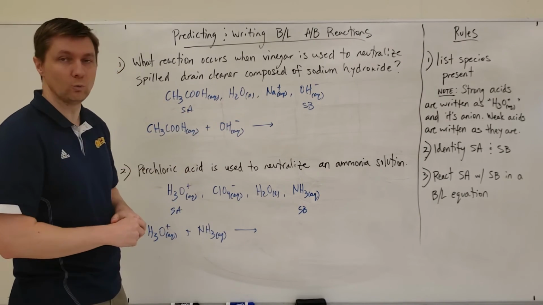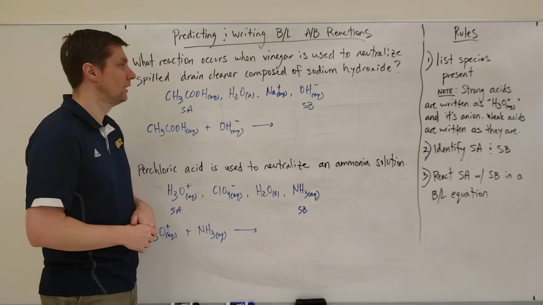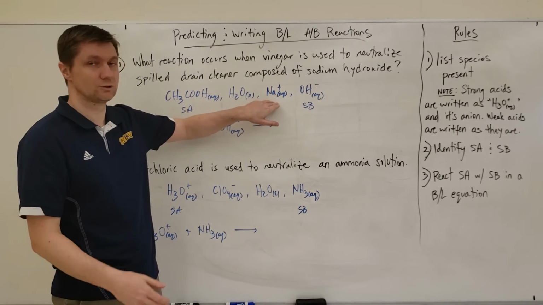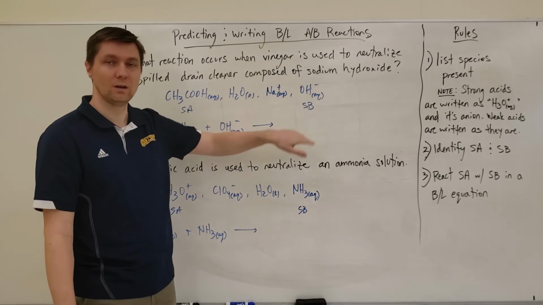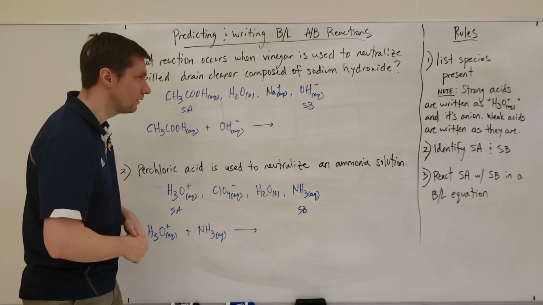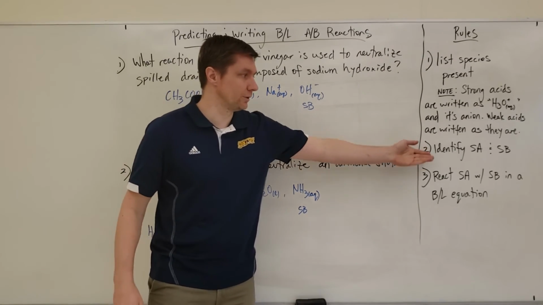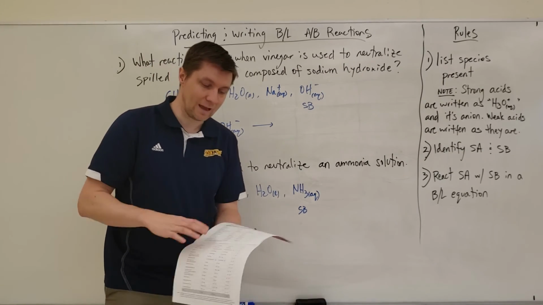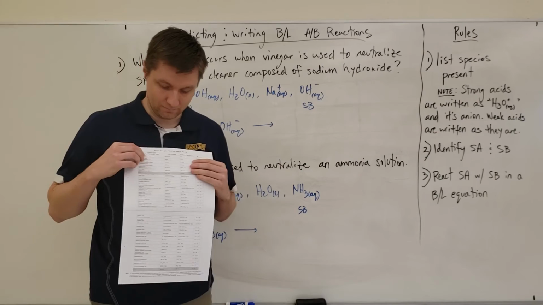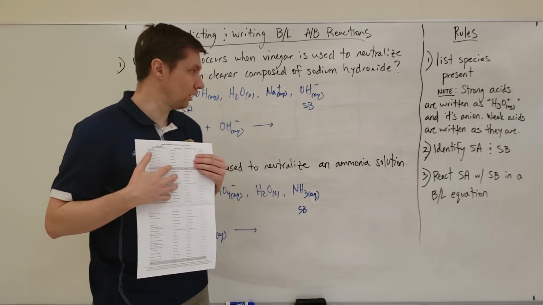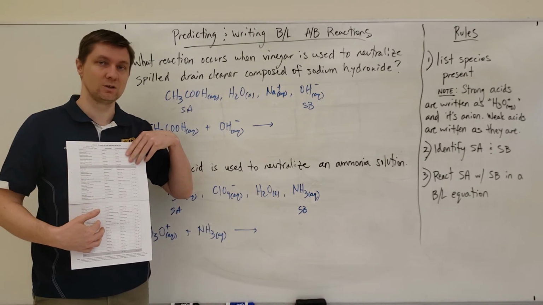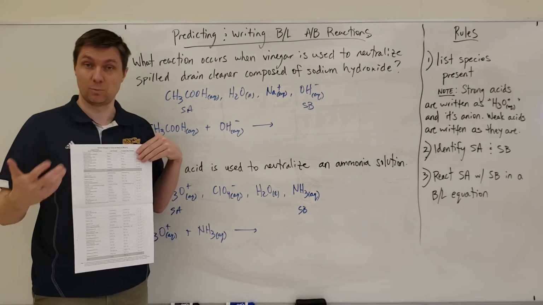I'm obviously going to include water in that because these are solutions. And then sodium hydroxide is an ionic compound that's soluble in water, so I just write it as its ions, Na plus and OH minus. The next rule here is, in your data booklet, in the acid-base chart, you look on the chart, for your species listed here, for which one is considered to be the strongest acid that's present.